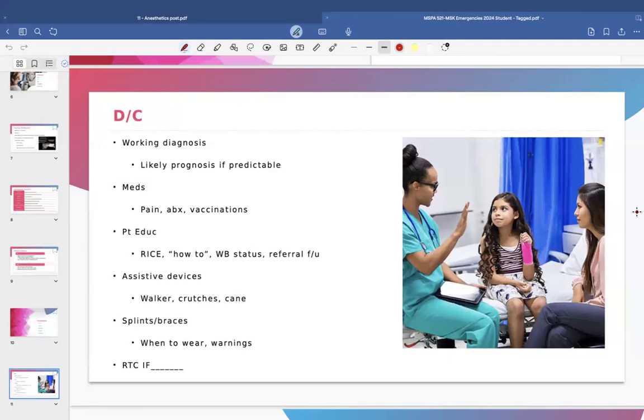RTC, what is that? Okay, so emergency symptoms, things that you're going to be thinking about. It depends on what the injury is, but things like fevers, chills, if they've got an open wound, if they have any neurologic dysfunction. Return to clinic.